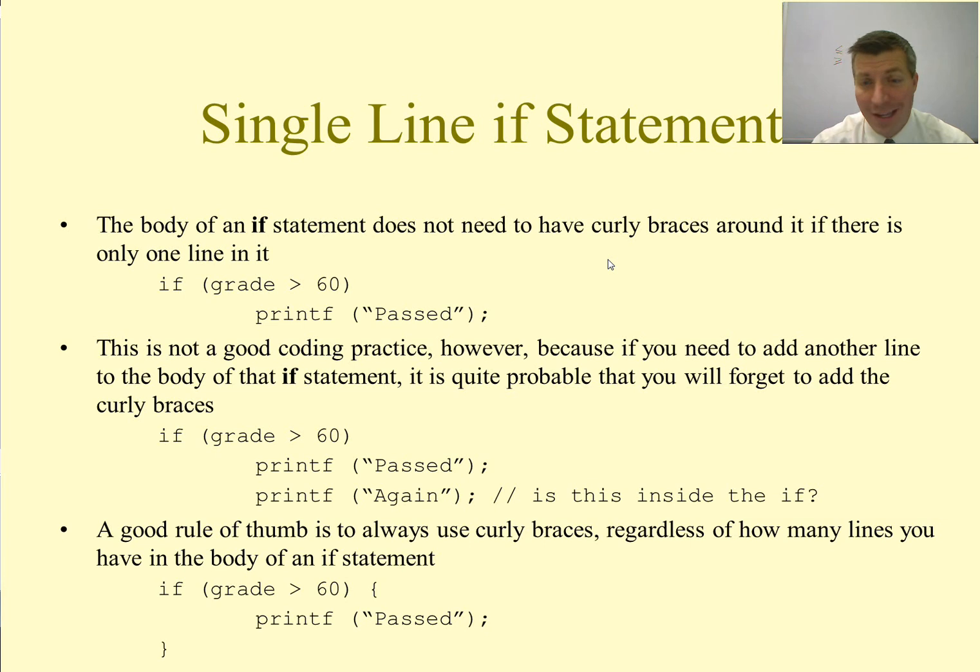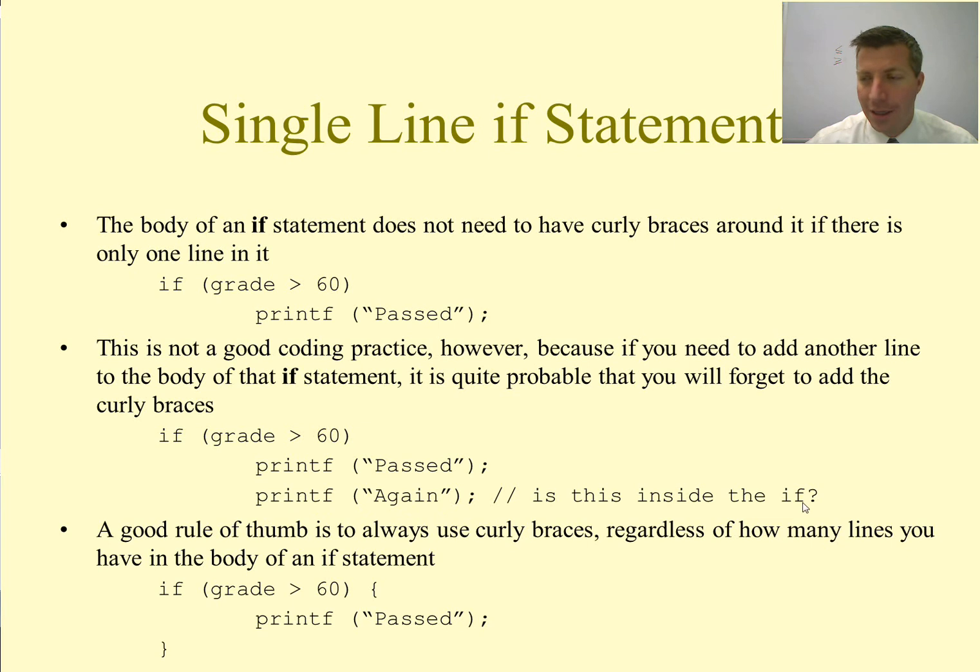It works the same way with else statements also. If there's only one line of code inside of it, you don't need to have the curly braces around the body of an else statement. The problem that you're going to run into is what I have here in the middle of this slide. If you write if grade is greater than 60, print out passed, and then you go back to your code a couple days later, a week later, whatever it may be, and you modify it to say, oh, you know what, I don't want to just print out passed, but now I want to print out again also. So what's going to happen is that you come here and you print out again right underneath passed. And it looks like the way that I have it indented here is that this printf for again is also inside of that if statement, when in fact it is not.